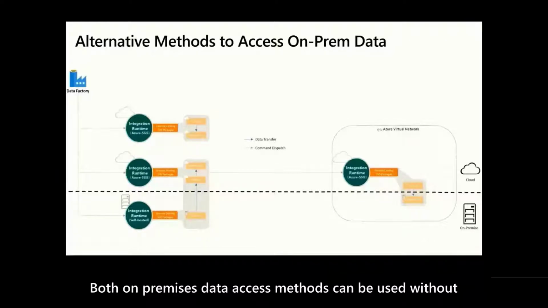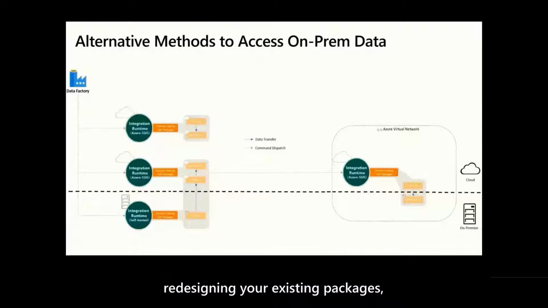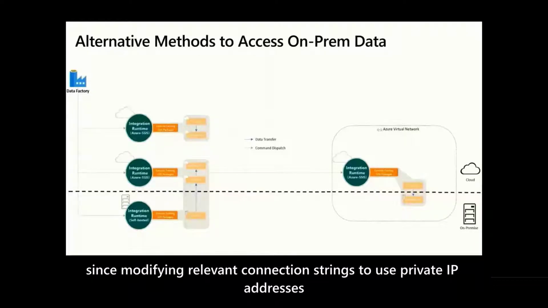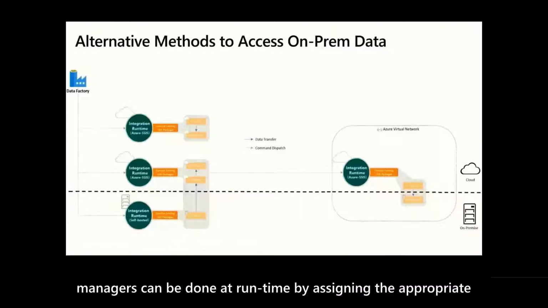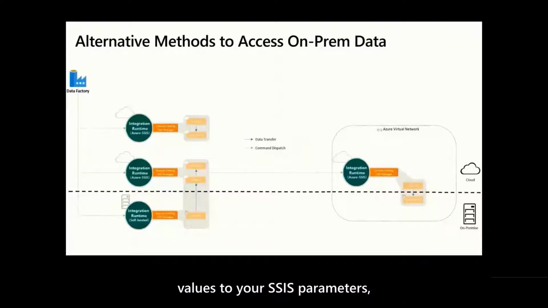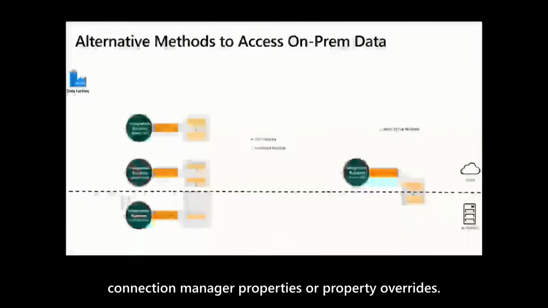Both on-premises data access methods can be used without redesigning your existing packages, since modifying relevant connection strings to use private IP addresses and enabling the connect by proxy property of relevant connection managers can be done at runtime by assigning the appropriate values to your SSIS parameters, connection manager properties, or property overrides.